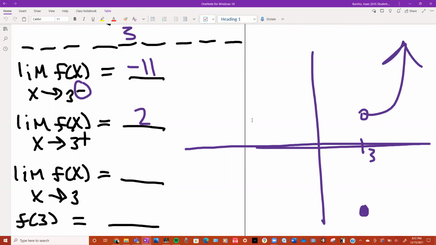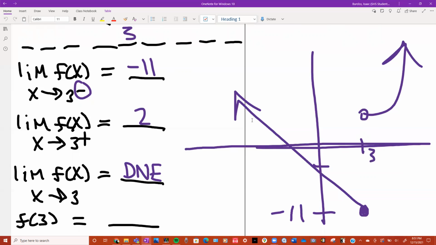Let's just fix this. Obviously, they don't go to the same place at 3. So that limit doesn't exist. Like I was saying earlier, sometimes that doesn't exist. f of 3, what value is at 3? Whichever one's closed. If there was no closed dot, you would say it does not exist. But this one's closed, and remember that was at -11. So that's the answer for that.